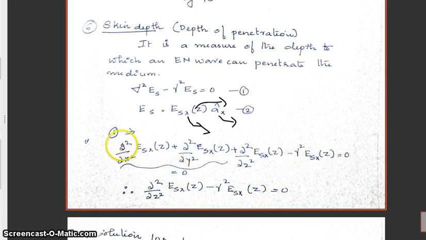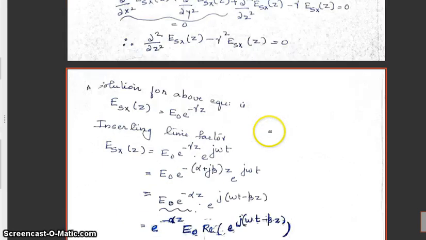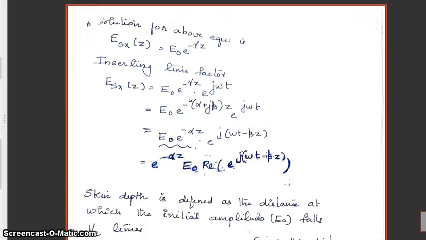And as I said earlier, the first two terms will be equal to 0 as the EM wave is propagating along the Z axis. The dou by dou x and dou by dou y terms will be equal to 0. So finally I can write dou square by dou z square Esx of Z minus gamma square Esx of Z is equal to 0. The solution is given by Esx of Z is equal to E0 into e raised to minus gamma Z. All these we saw in the earlier section, but still I am repeating.